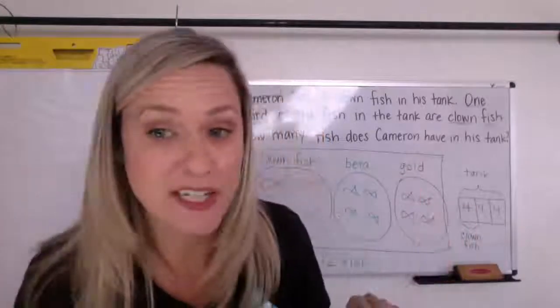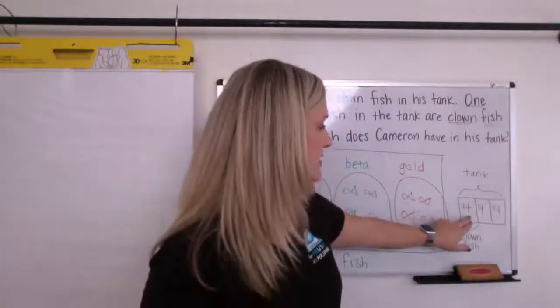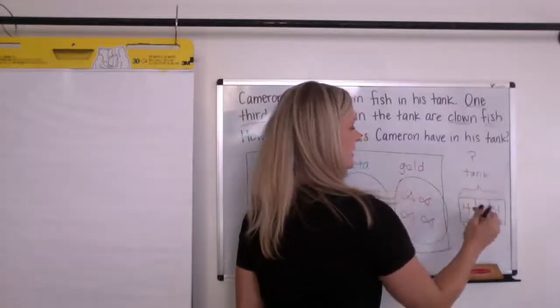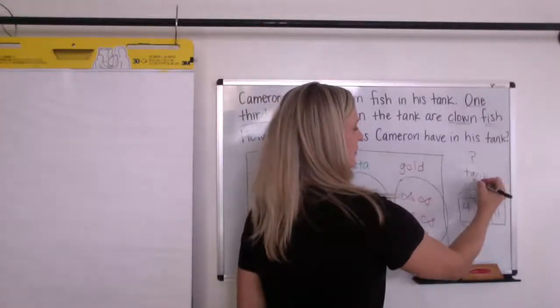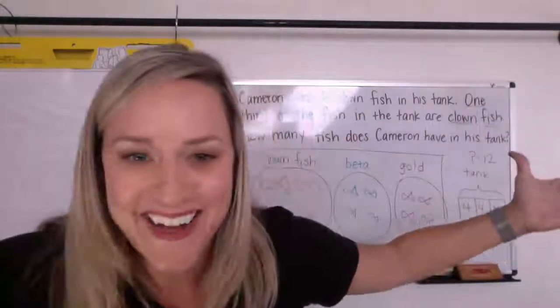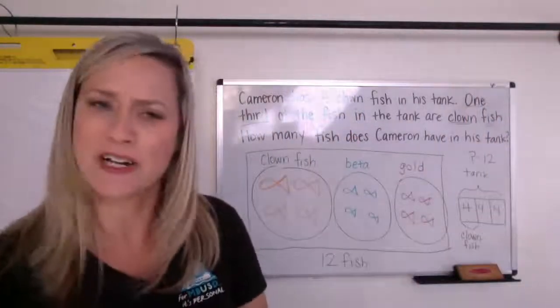Either strategy is great, right? We can still see all the fish in the tank. That was our question right here. 4, 8, 12. So we would have 12 in the tank. Voila! Which way would you solve it? Which strategy works best for you?